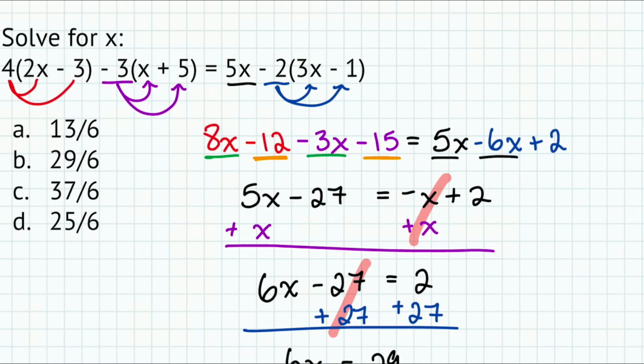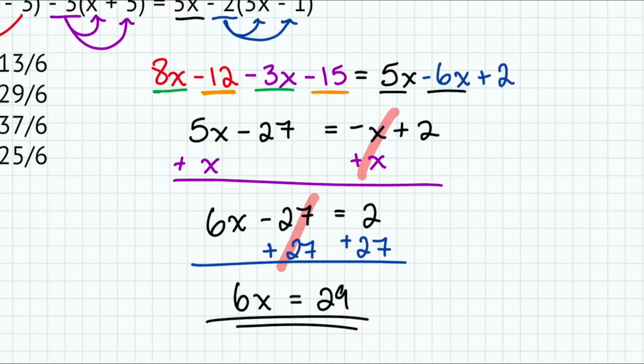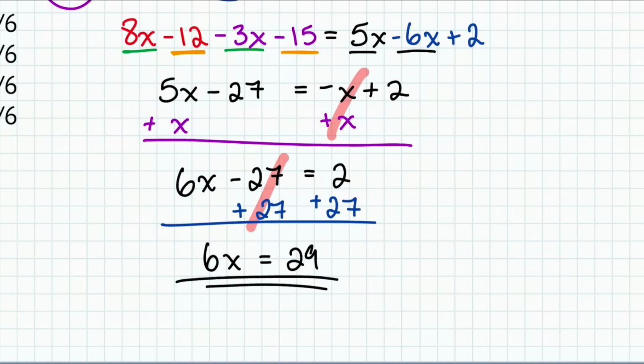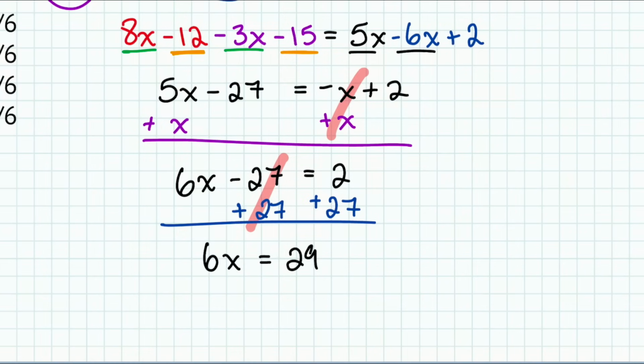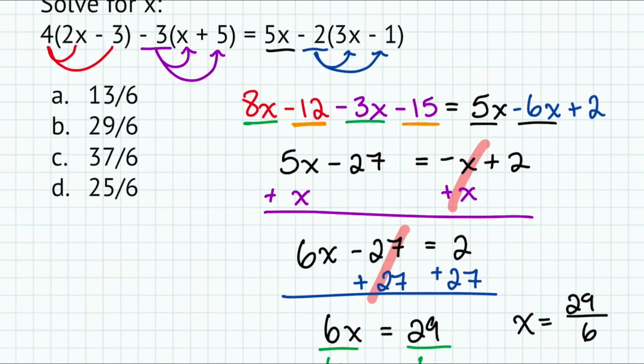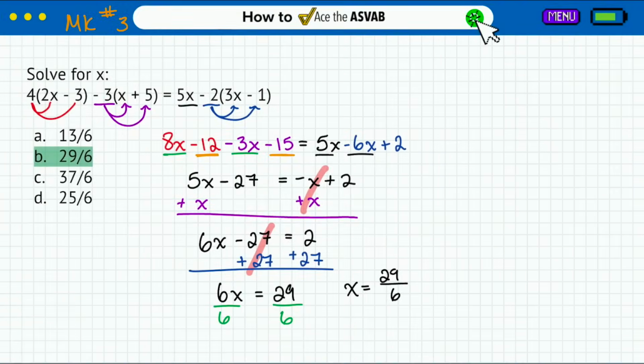Again, we turned something that looked really complicated into something that's actually very, very doable. So the last step here will be to divide by 6 on both sides. And so we have 29 over 6. Do we need to figure out what that is? Let's just check the answer choices. Nope, those are all going to be in fraction form. So we are good. 29 over 6, and we are set.